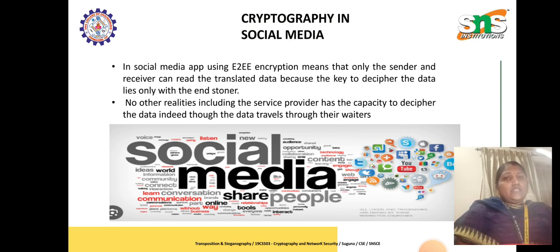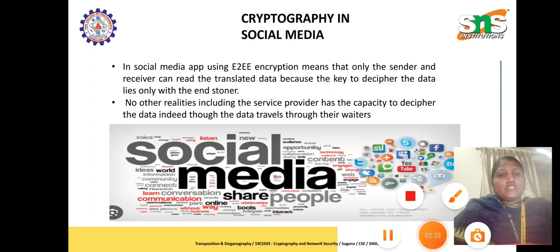Nowadays, in all the social media apps we are using E2EE, end-to-end encryption technology, for protecting the information which is shared in social media. As a suggestion, while analyzing the case of social media, we can provide some cryptography techniques for providing confidentiality and integrity for our messages or the information which is put on social media.